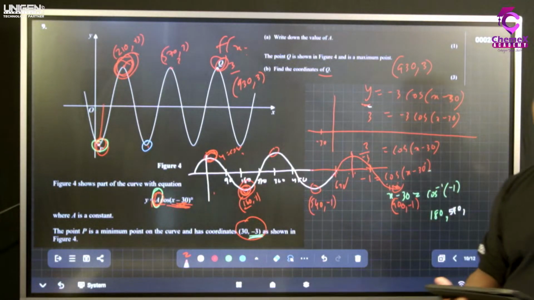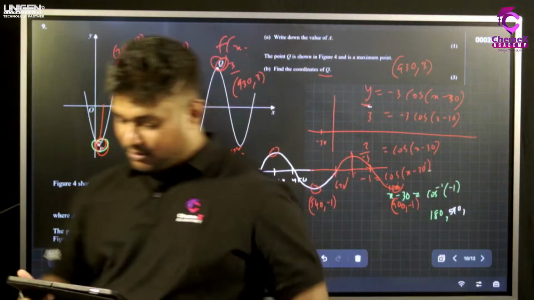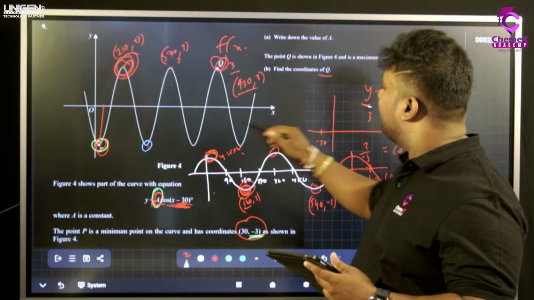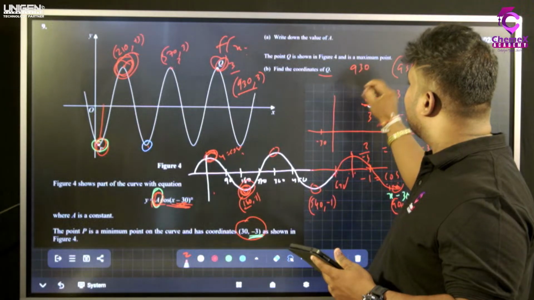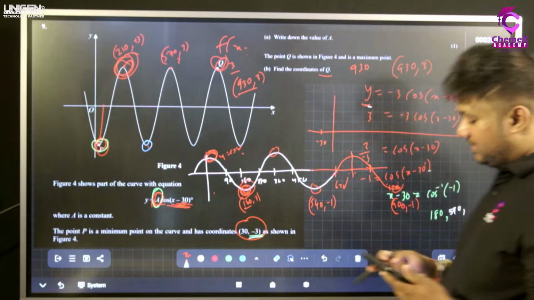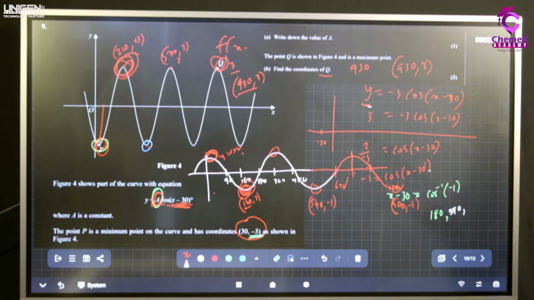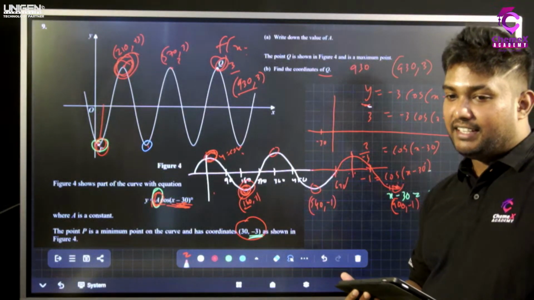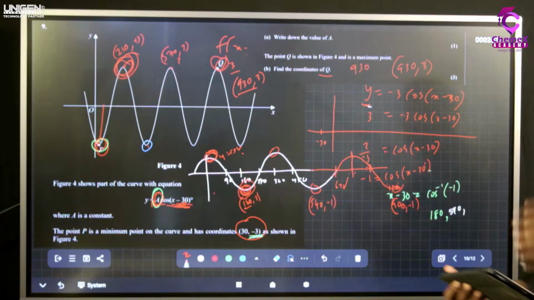Okay or not? Anyone has questions? That's a tricky question. They are asking only for x coordinates, so no need to write 3, just 930. Find the coordinates of Q. X equals 930. Any questions? Janiru? Nilayan and Ama? No, sir. Vivek?